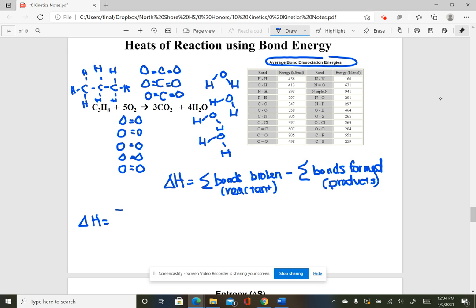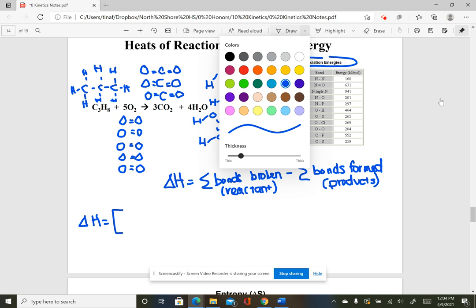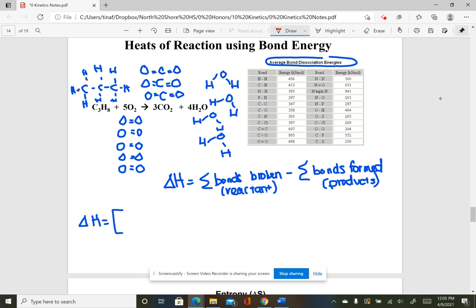Delta H equals, okay. The first bond I see, if I look at propane, I'm going to change my color to red so that you can see me counting here. I have 1, 2, 3, 4, 5, 6, 7, 8. I have 8 single bonds between a C and an H. And I have 2 bonds between C's, and in my carbon dioxides, I have a double bond between C and O.